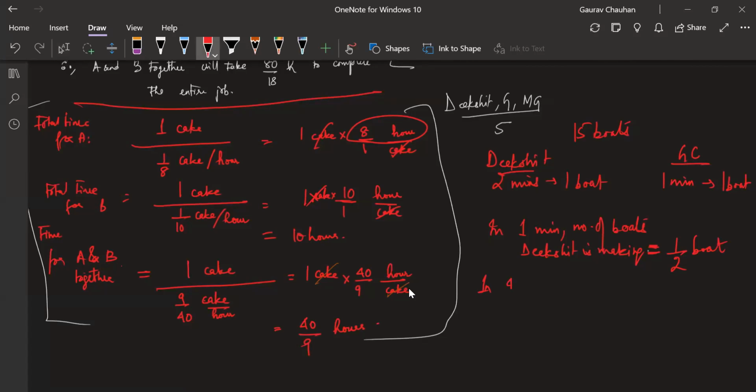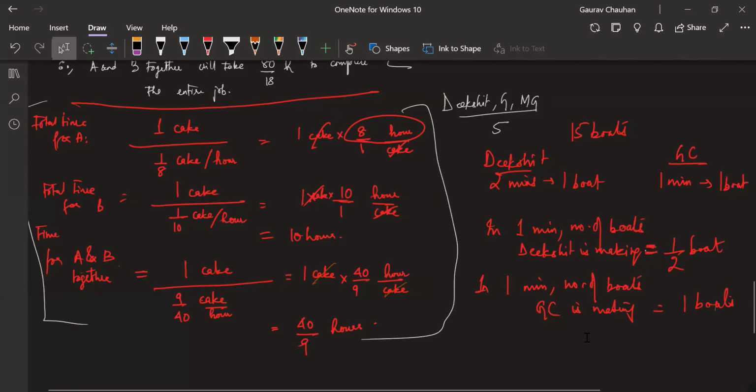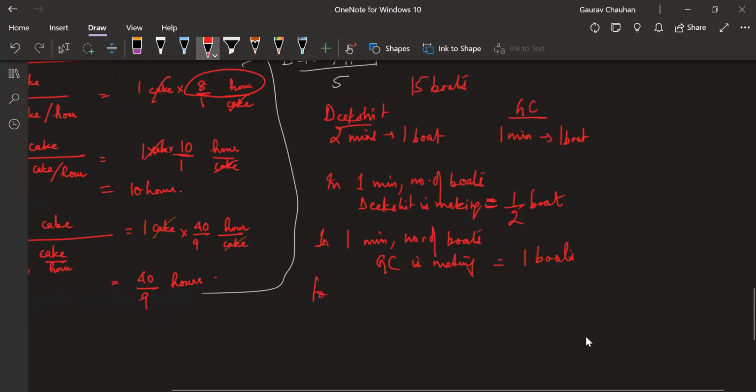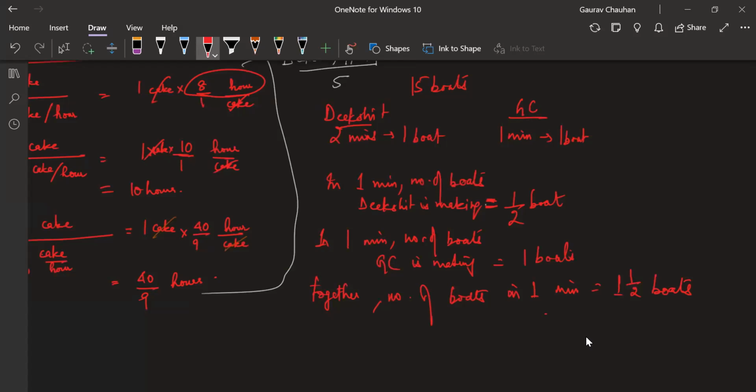In 1 minute, how many boats is Gaurav sir making? 1 boat. The number of boats Gaurav sir is making in 1 minute is equal to 1 boat. Together, how many boats are we making in 1 minute? The number of boats in 1 minute is equal to 1.5 boats. That is equal to what? 3/2 boats.